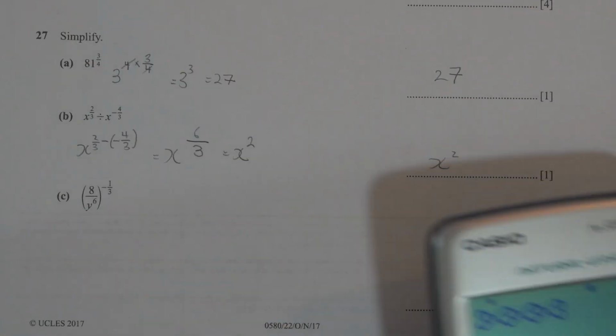Whereby for the next question, since x is the same, all you need to do is to combine them together, and the divide stands for minus. So 2 over 3 minus bracket negative 4 over 3. Run the calculation, then you get x to the power of 2.